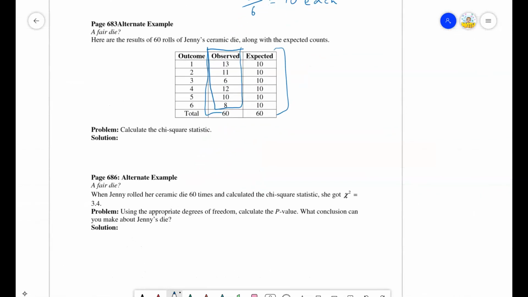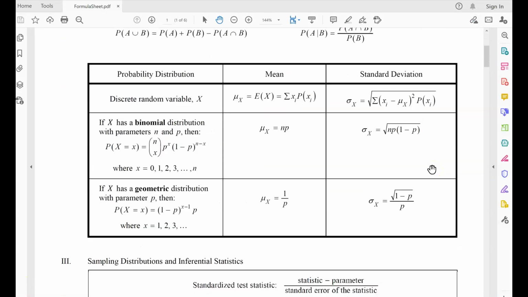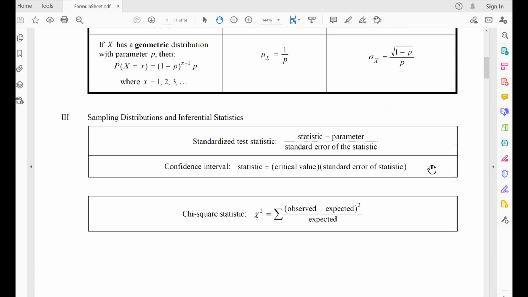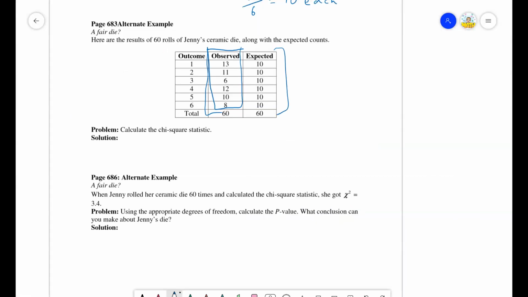So our chi-squared test statistic, we saw this on our formula sheet previously. It's a pretty simple formula, but we don't have to memorize it because it's right here on our formula sheet. We have our observed counts minus the expected. We square that quantity and divide by the expected. So we get these fractions or ratios, and we're going to add them up. That sigma notation there means to sum up.